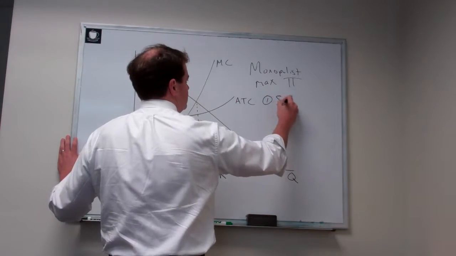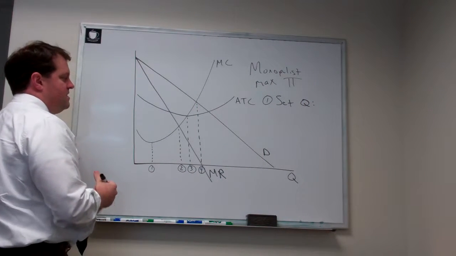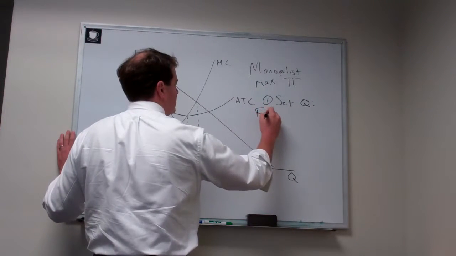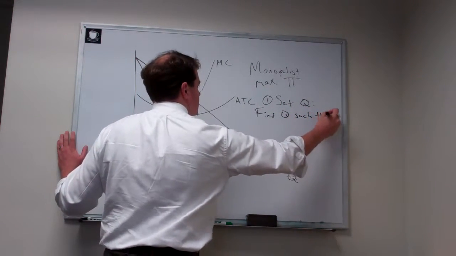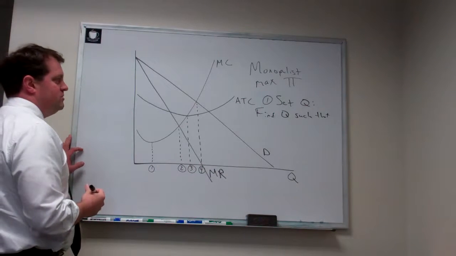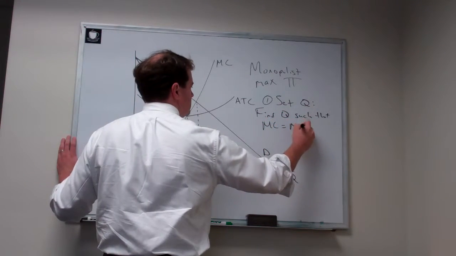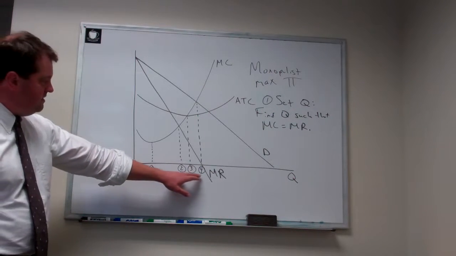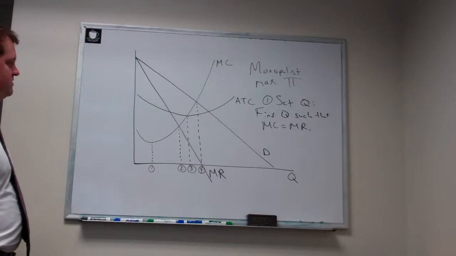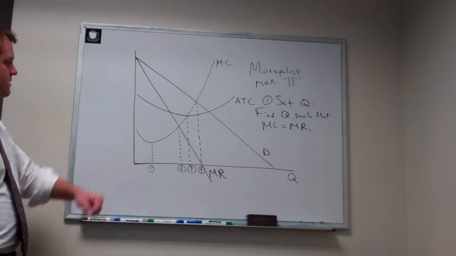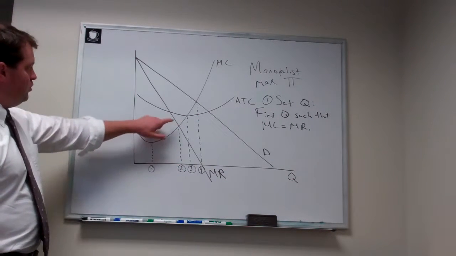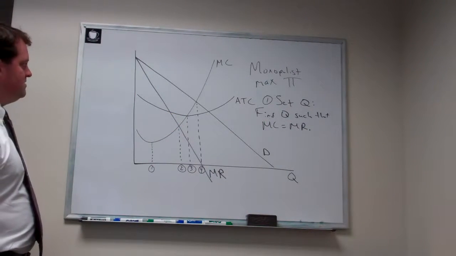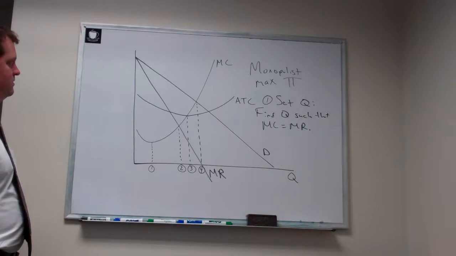The first is to set quantity. And when they set quantity, they're going to do the same thing that firms in a competitive market did. They're going to find the quantity that equates marginal revenue to marginal cost. So I've got four different possibilities here on this graph of output choices for the monopolist. The first one is where marginal cost is minimized. The second is at point 2, where marginal cost and marginal revenue are equal to each other. The third one is where average total cost is minimized. And the fourth one is where marginal cost and demand intersect.